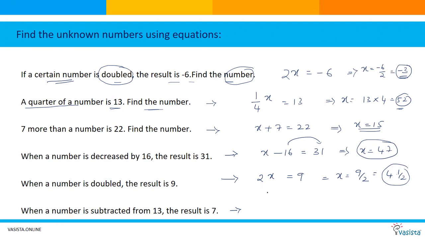When a number is subtracted from 13, that is 13 minus x. Right? Here when a number is subtracted from, this is a very important part now. 13 minus x is equal to 7. So therefore x is equal to 13 minus 7, that is going to be 6. The answer is 6 here.